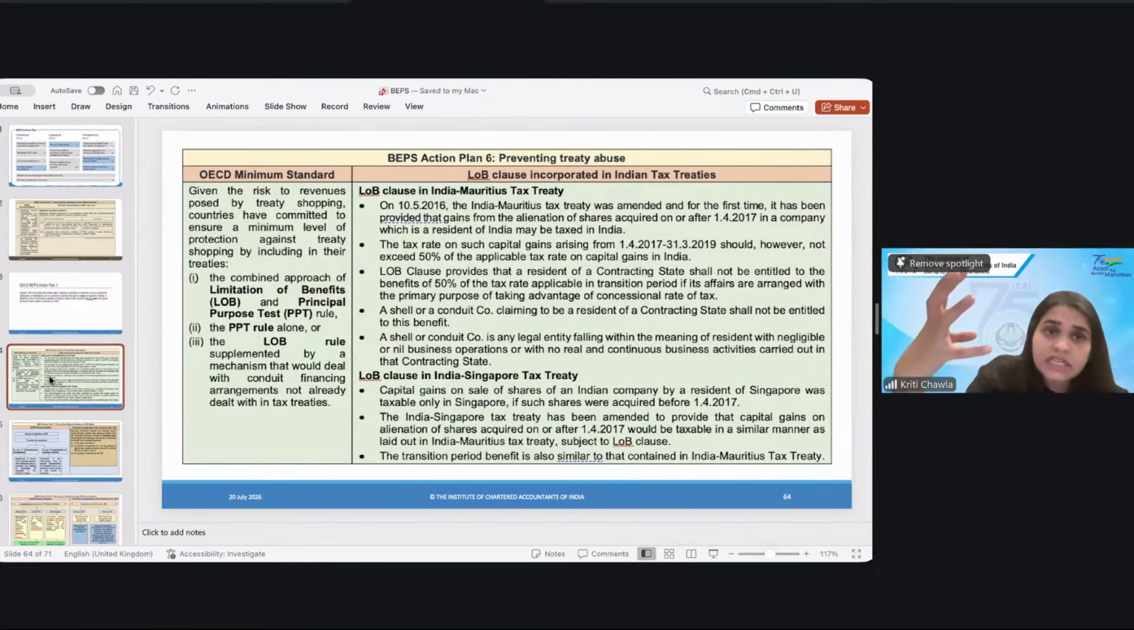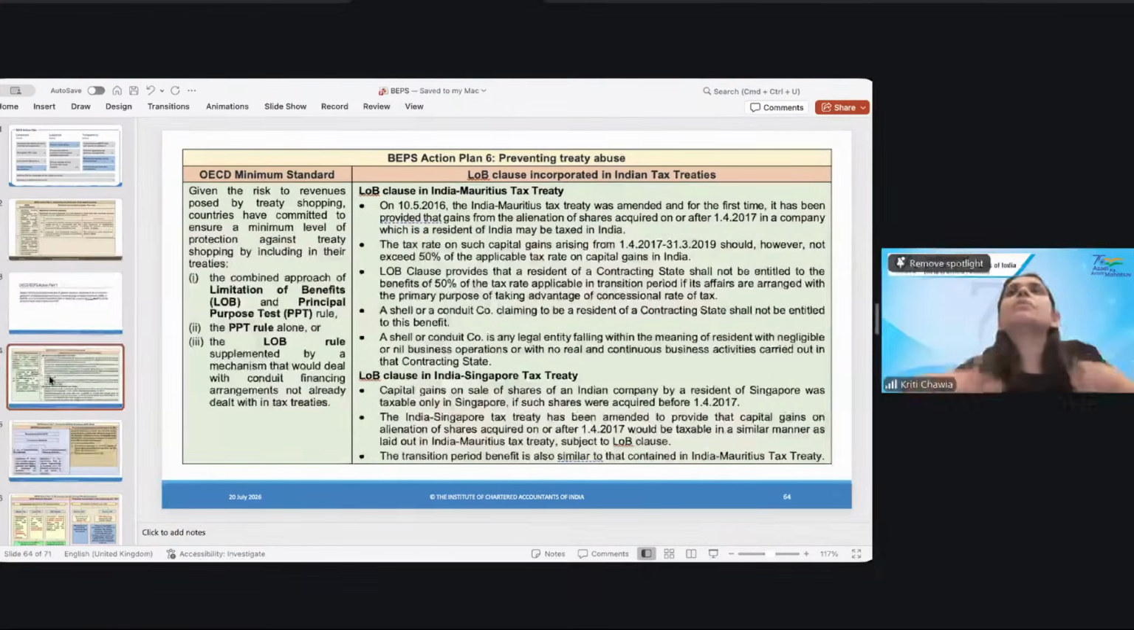How are they protecting the treaties? Well, they said that you can introduce something called a limitation of benefit clause in your treaties, or you can have something called a principal purpose test, or there could be a combined approach of LOB and PPT, or you could have a PPT alone, or you could have the LOB clause, which is the limitation of benefit clause, supplemented by a mechanism that will deal with conduit financing arrangements, which are not already dealt with in tax treaties.